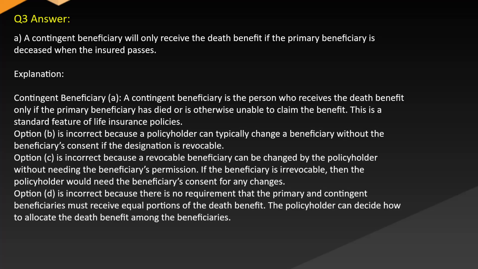Option B is incorrect because a policyholder can typically change a beneficiary without the beneficiary's consent if the designation is revocable. Option C is incorrect because a revocable beneficiary can be changed by the policyholder without needing the beneficiary's permission. If the beneficiary is irrevocable, then the policyholder would need the beneficiary's consent for any changes. Option D is incorrect because there is no requirement that the primary and contingent beneficiaries must receive equal portions of the death benefit. The policyholder can decide how to allocate the death benefit among the beneficiaries.